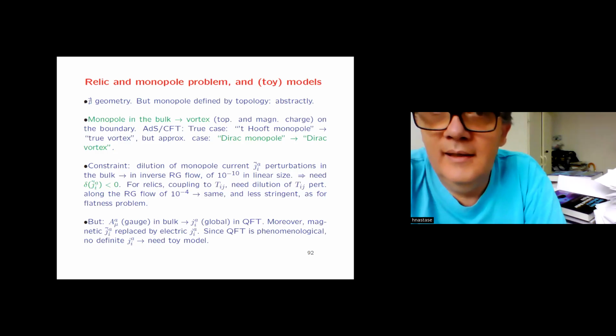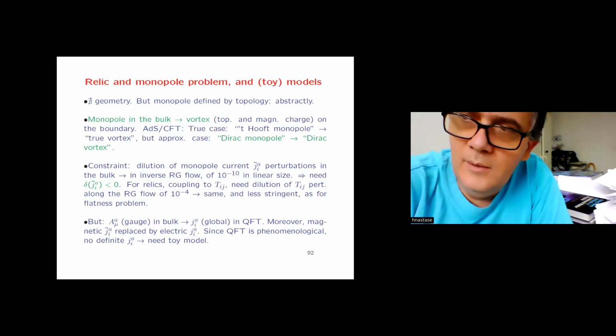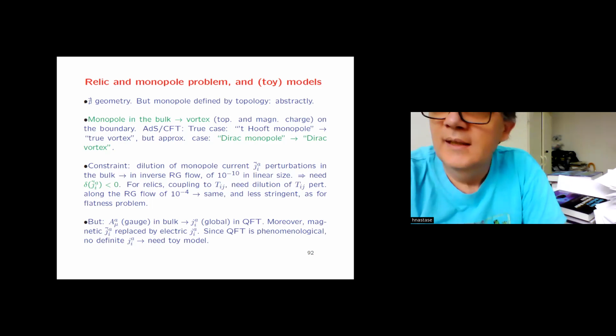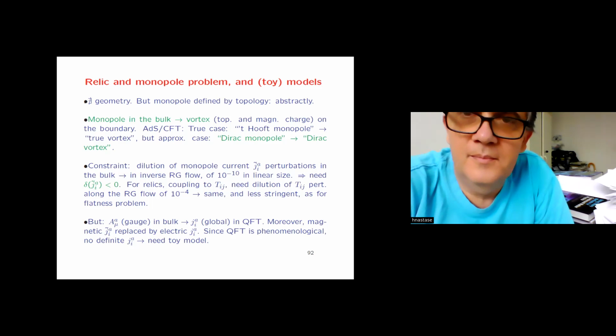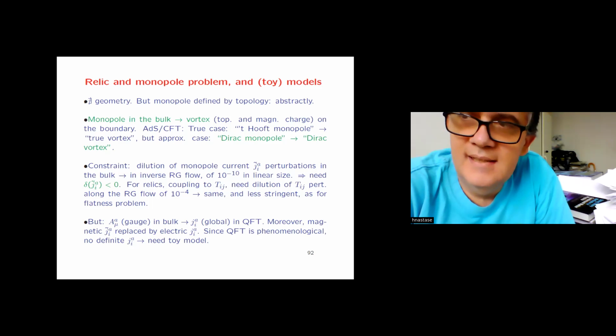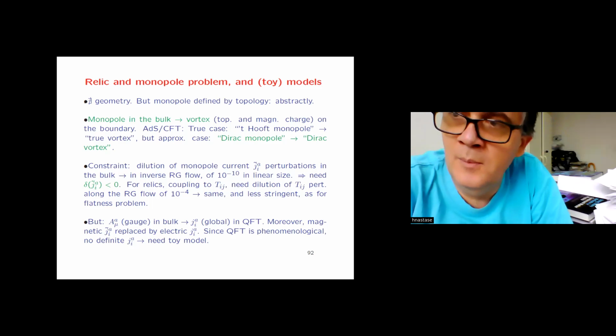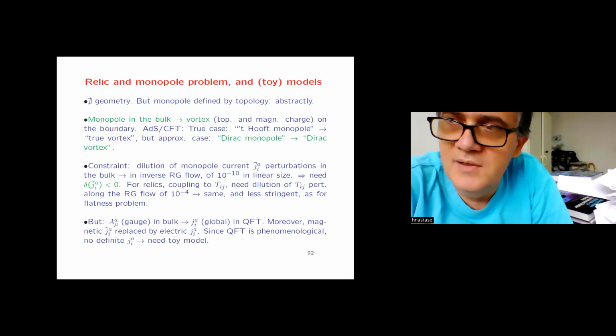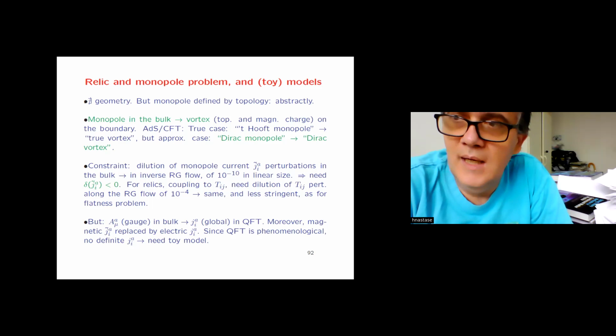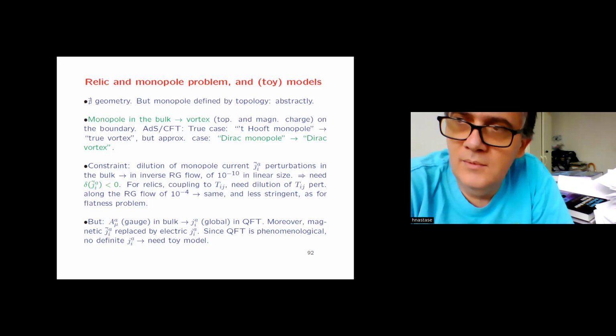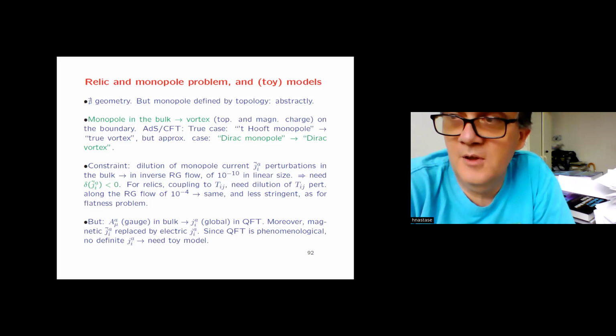Finally, the one problem that gives us some work to do is the relic and monopole problem. We need to have a dilution of the number of monopoles because we find less than 1 monopole per 10 to the 30 nucleons and so on, and we should see of the order of 1.